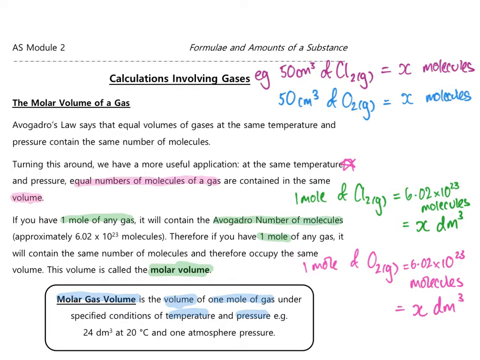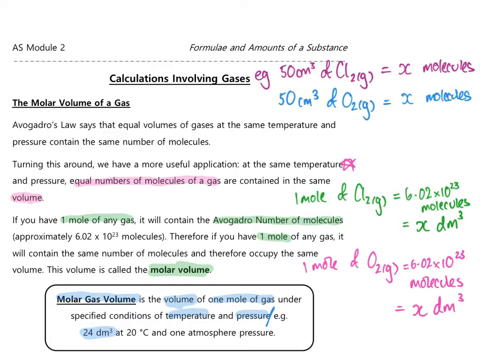And you're given an example here that 1 mole of gas at 20 degrees C and 1 atmosphere pressure takes up 24 decimeters cubed of volume. And we'll look at that in just a second. That's one example, but at different temperature and pressure conditions, that volume will be different. So it's important that you learn that definition of molar gas volume, essentially up to where it says EG there.